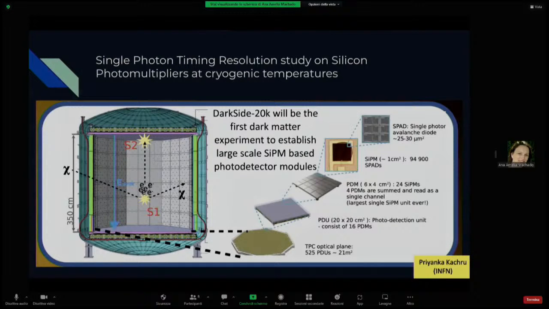So first of all, this work has been done by the DarkSide collaboration. The photon detector of DarkSide is based on silicon photomultipliers, and they showed in this work the characterization of the silicon photomultiplier single photon time resolution performed from room temperature down to 40 Kelvin as a function of overvoltage. All of these measurements have been done at Gran Sasso National Laboratory.